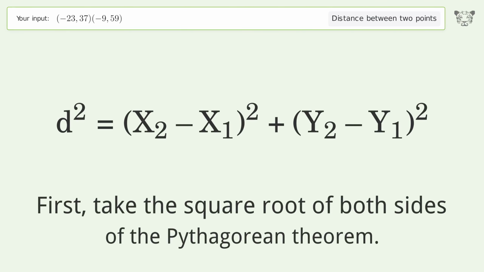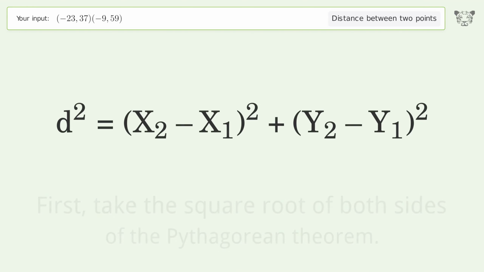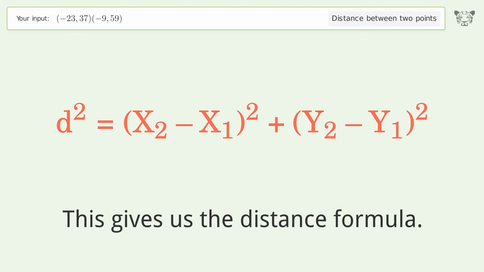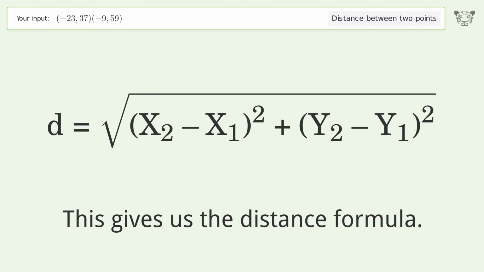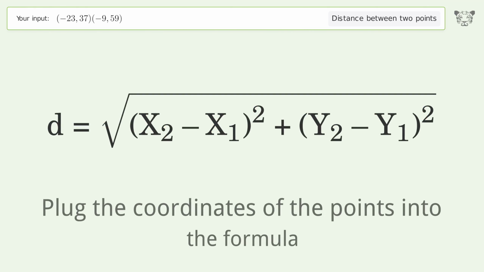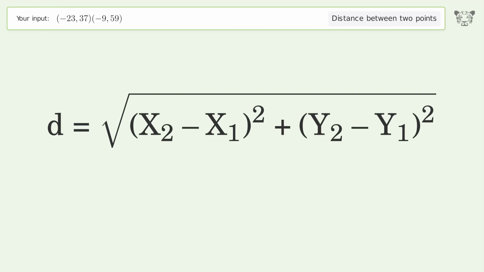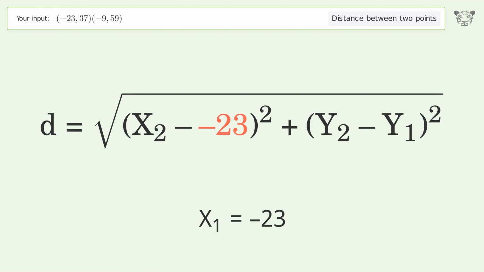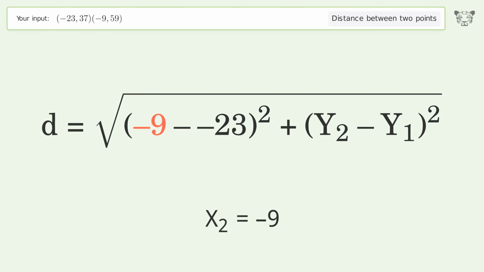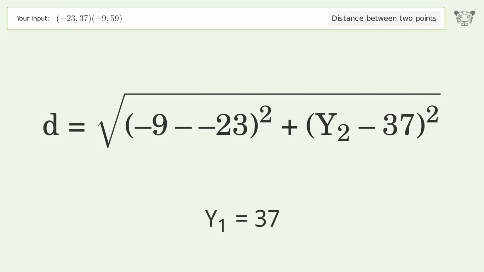First, take the square root of both sides of the Pythagorean theorem. This gives us the distance formula. Plug the coordinates of the points into the formula. x1 equals -23. x2 equals -9. y1 equals 37. y2 equals 59.